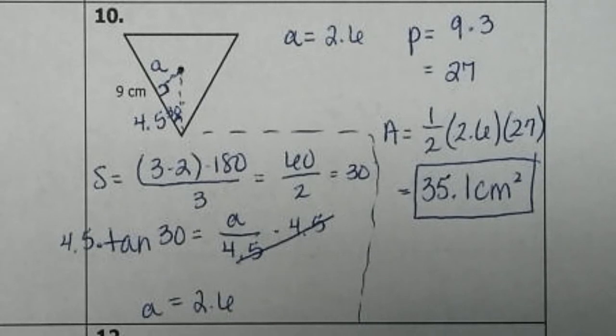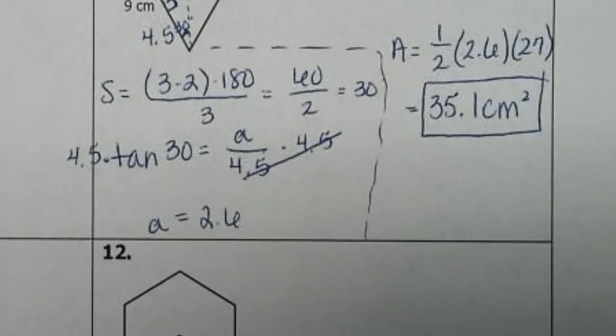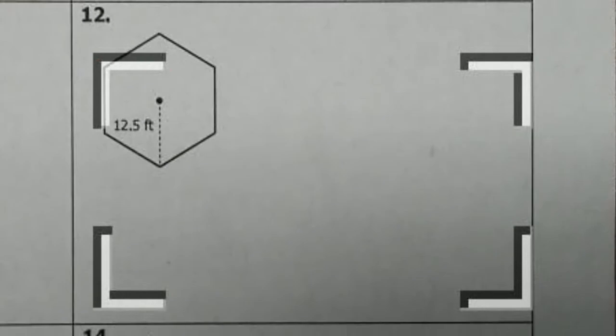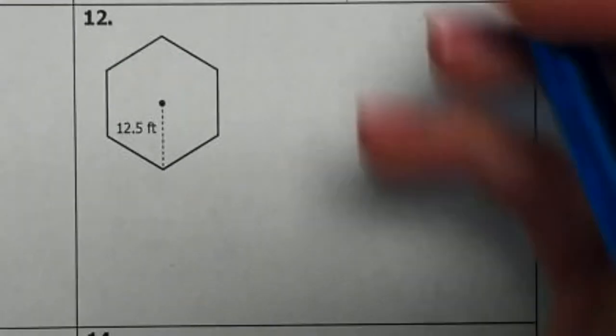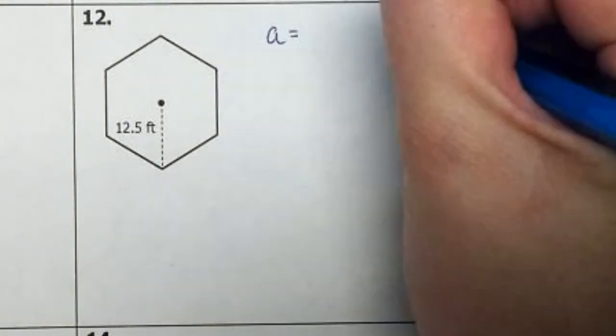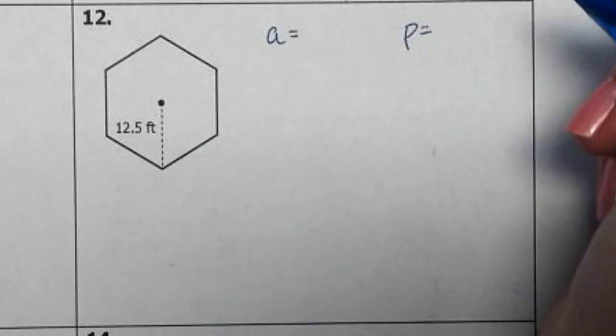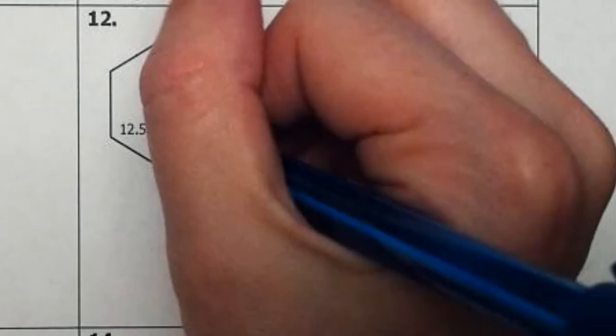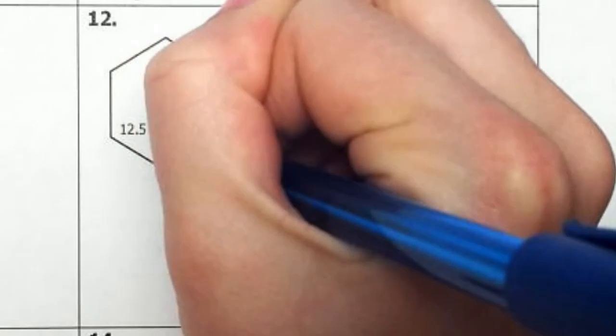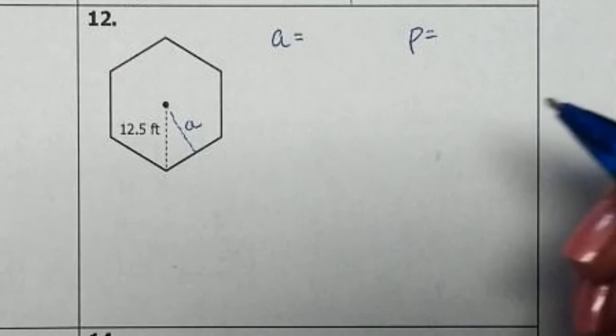Okay, let's look at one more different type of problem, still using the same steps though. So let's look at number 12. Need the apothem, need the perimeter. But I'm given neither because this right here is the radius. The apothem is this segment right here. This is my 90-degree angle.